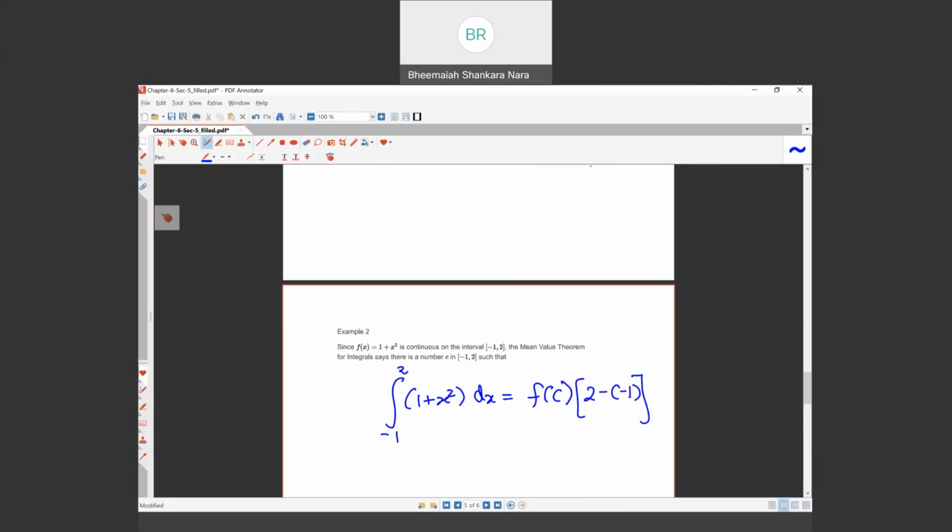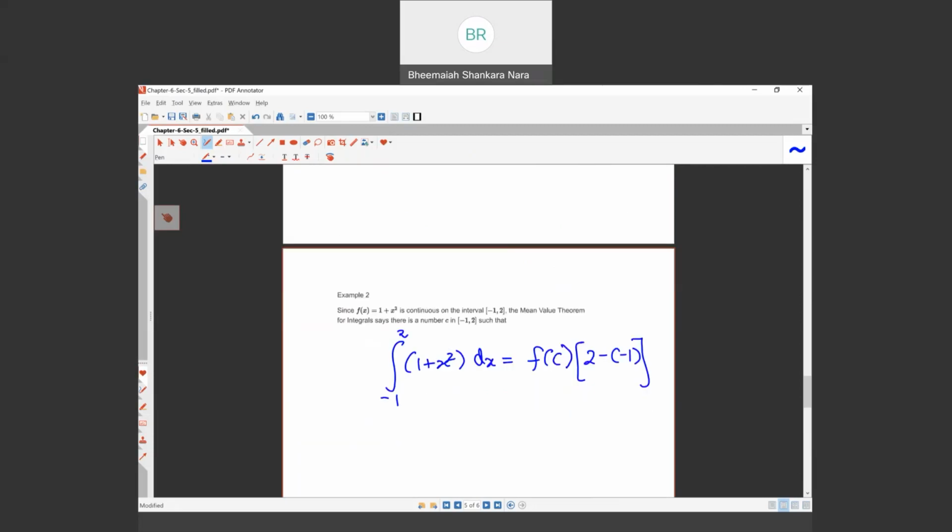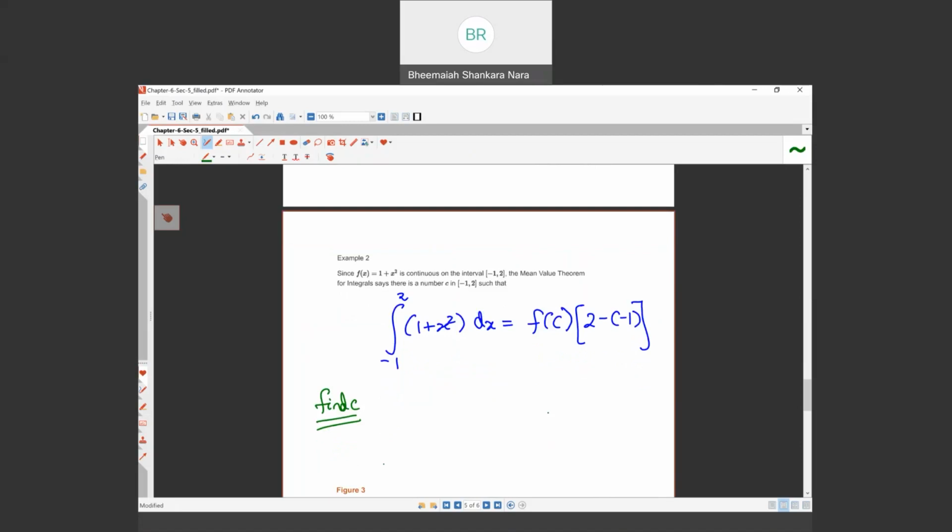So the question is, what is the value of c? So let's try to find the explicit value of c which satisfies this equation on the top. So let's write f average from the top is 2.